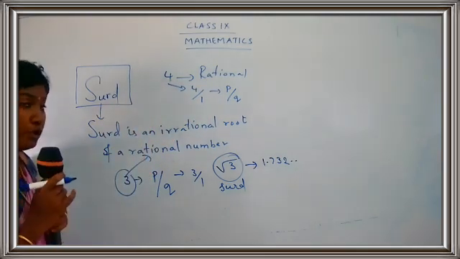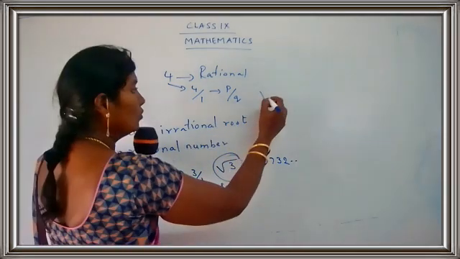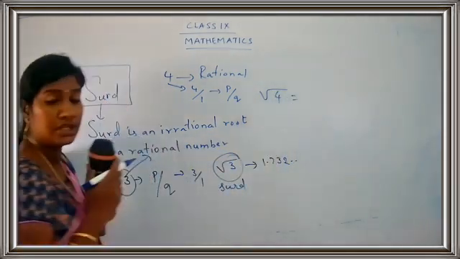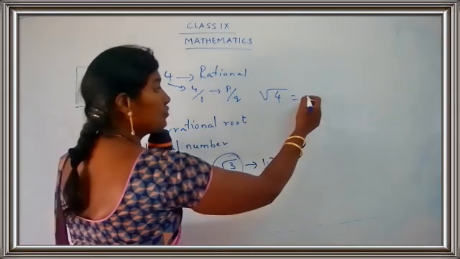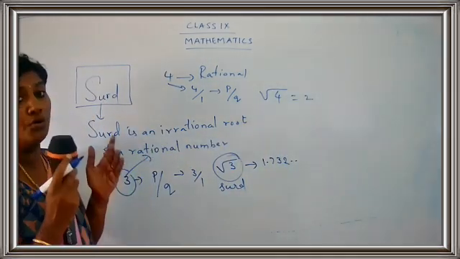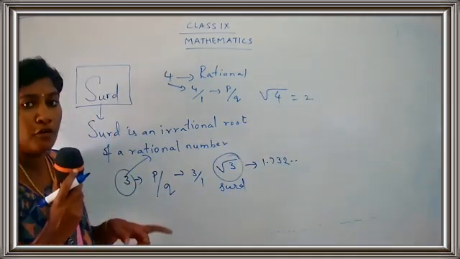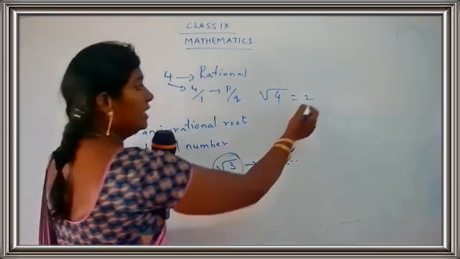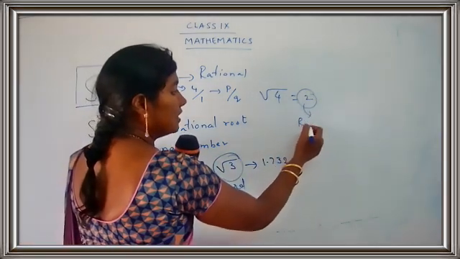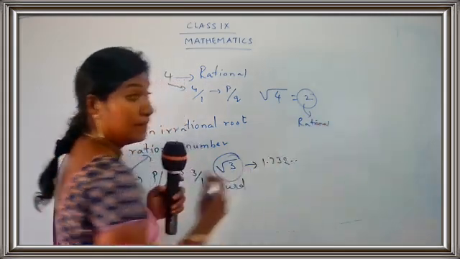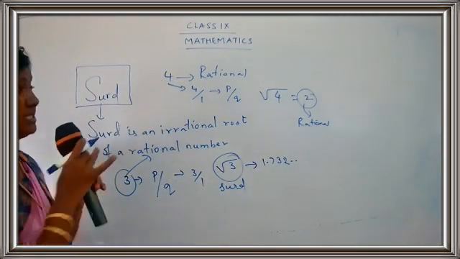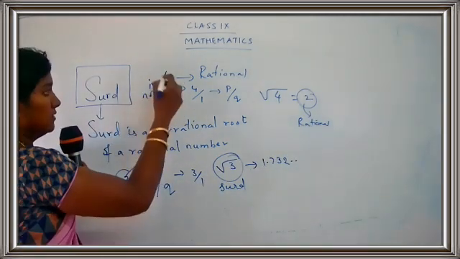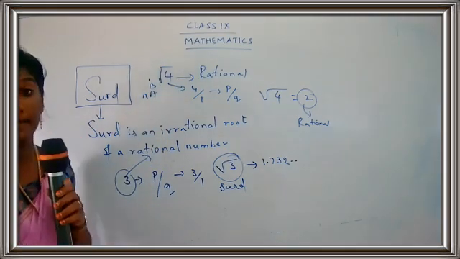Let me take the root of 4. If I take the root of 4, what is the answer I get, children? Yes, I get the answer as 2. What is the square root of 4? It's 2. 2 into 2 is 4. So here I get again a rational number. I don't get an irrational number. So I say that root 4 is not a surd.